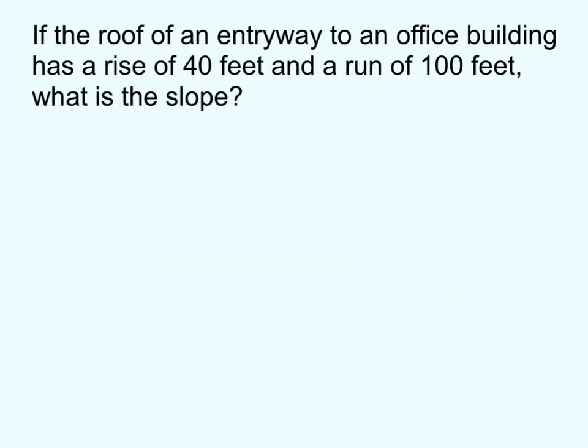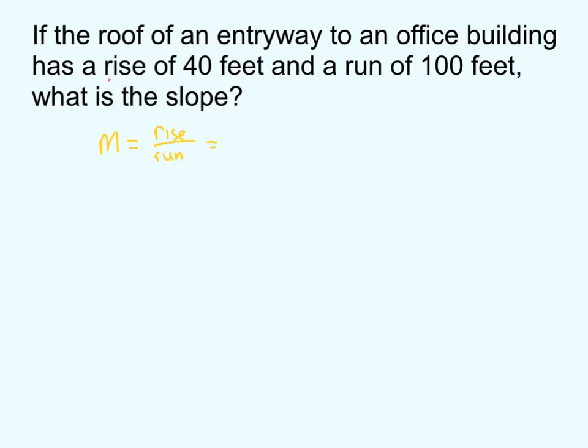Here's an example. The roof of an entryway to an office building has a rise of 40 feet and a run of 100 feet. What is the slope? Well, remember that slope was m equals, all right, I forgot to mention that. I don't know why we use m. It's probably a Latin root. And it's rise over run, the y value over the x value.